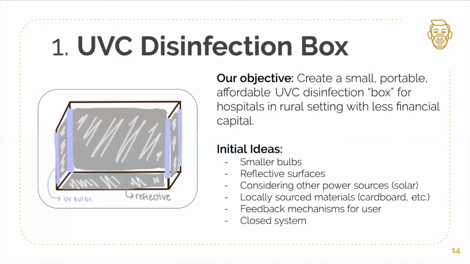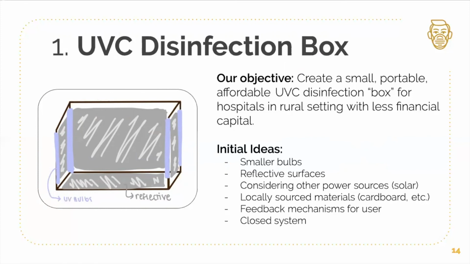First, we propose a project to design a small UVC box that will not take up a whole room, but rather would be smaller, more affordable, and more portable for rural settings with less financial capital. Potential ideas for this project include having smaller bulbs, adding reflective surfaces, creating a solar power source, and adding feedback mechanisms.